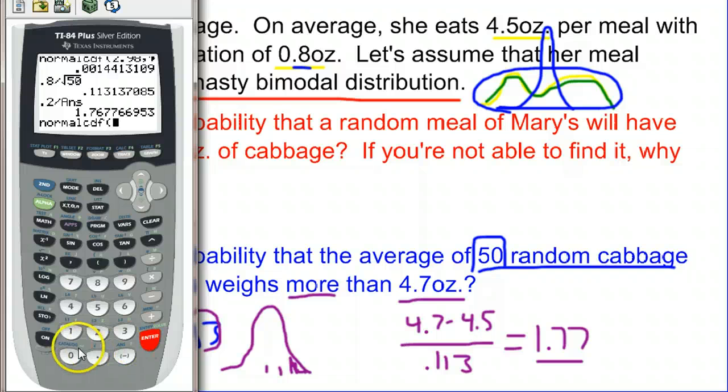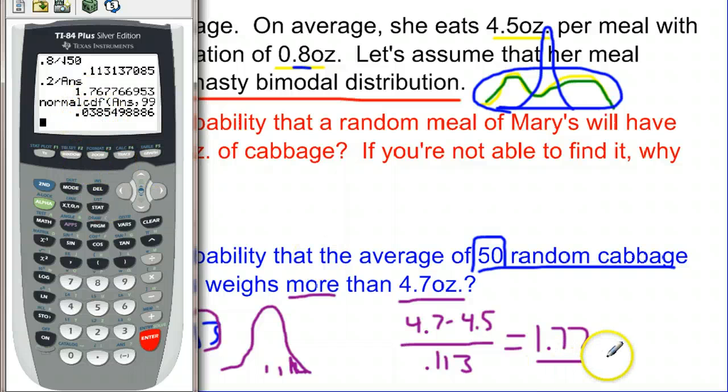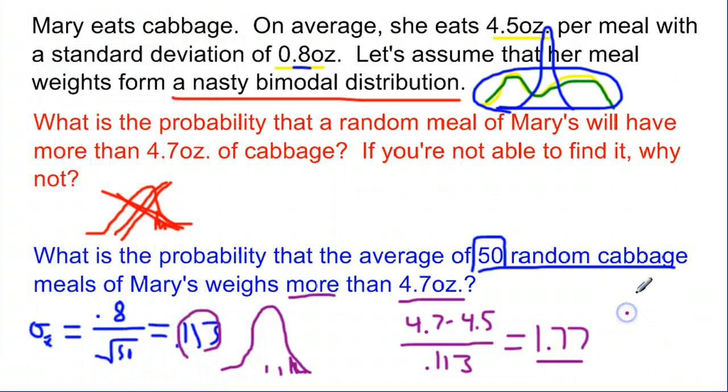Let's go ahead and start with this value, start with our answer, and then go up to positive infinity, which I'll use 99 for. And I get a probability of 0.03, and we'll round that up to 9. So probability of 0.039. And that is the probability that the average of 50 random cabbage meals of Mary's is going to weigh more than 4.7 ounces. So this here is the answer to the original question.